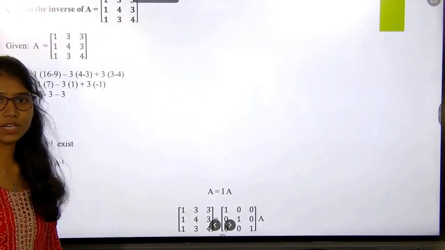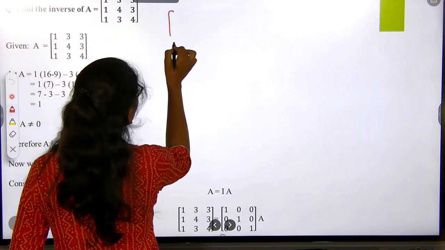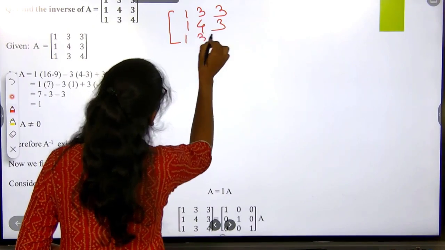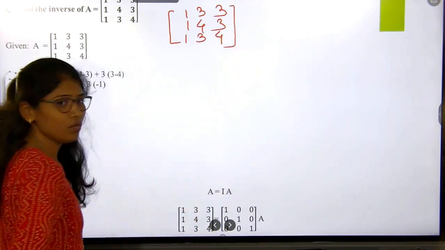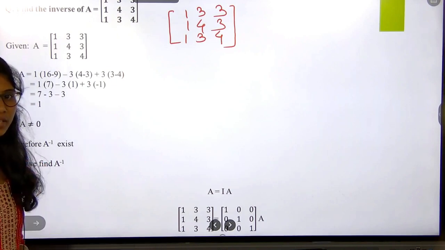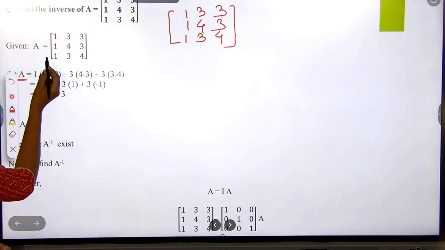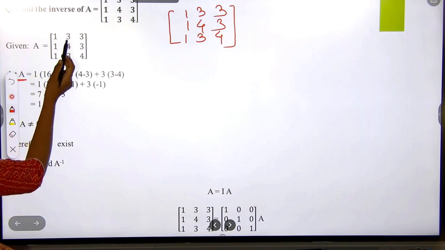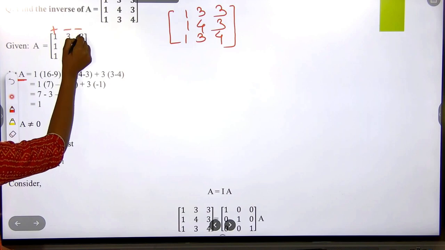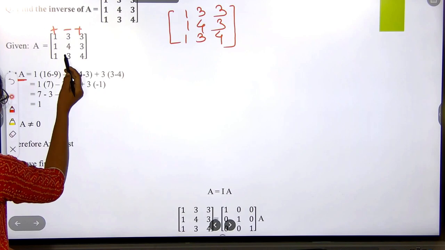So we consider one example, find the inverse of A, where A is 1, 3, 3, 1, 4, 3, 1, 3, 4. So first of all we have to find out determinant. If determinant is not equal to 0, then A inverse exists. So first of all we find out determinant of A. So here determinant is 1 into 4 4s are 16 minus 3 3s are 9, minus 3 into 4 minus 3, then plus 3 into 3 minus 4.